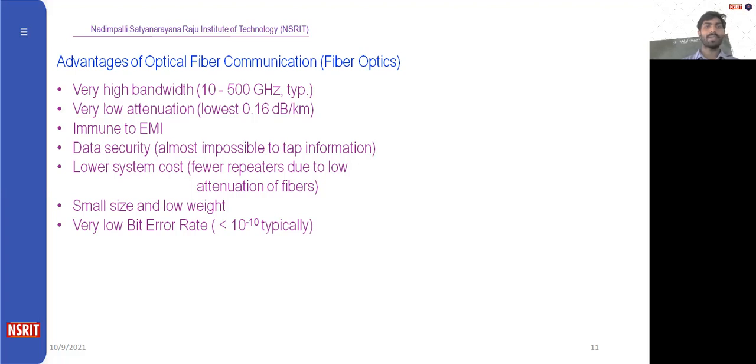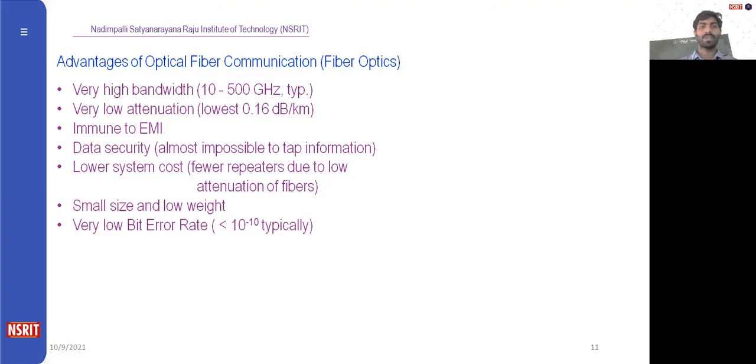Immune to EMI. Here, electromagnetic immunity is provided since the conductors are dielectric in nature and the information is traveling in the form of light, not in the form of electrical energy. Data security, almost impossible to tap for information because it is light information. If you break the optical fiber, it is going to have many dispersions and all the information can't be tapped by the intruders. If somebody wants to take the information from your cable, it is impossible. So we are providing data security. Hence, we can use it in military applications.